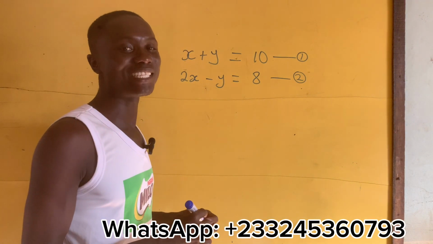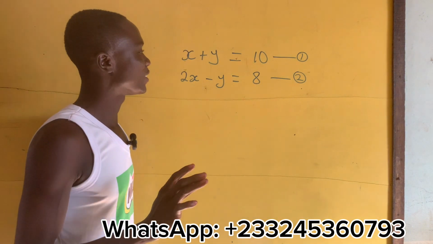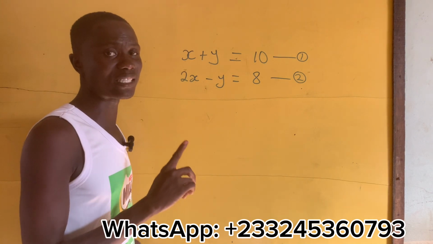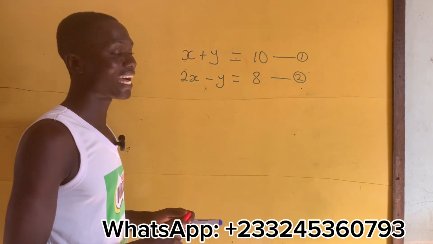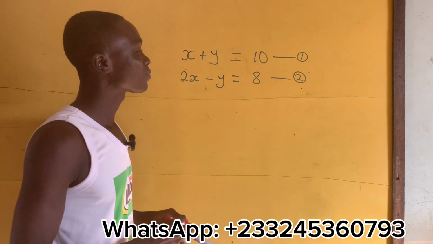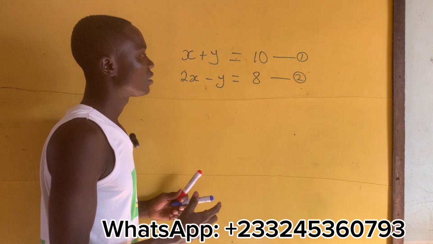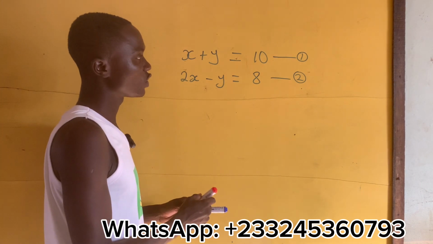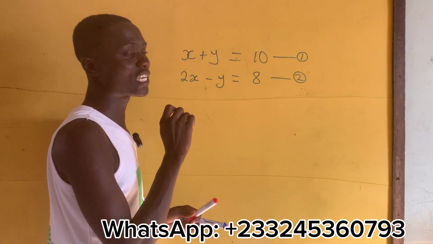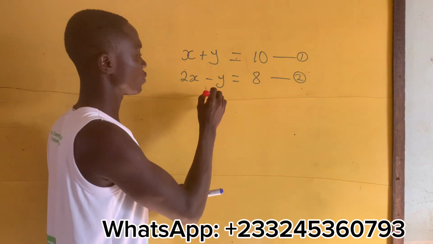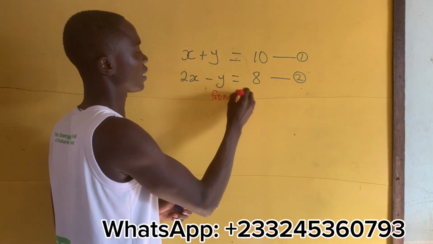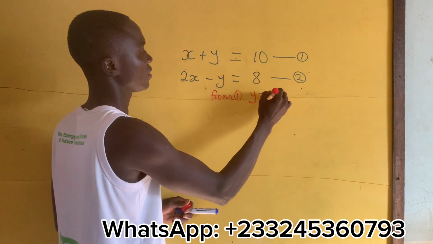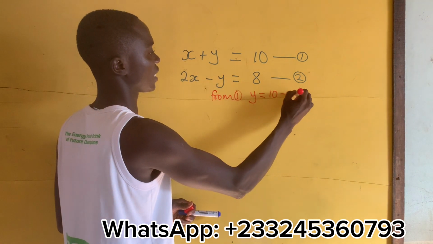Using the substitution method. Now let's see. We have to make one of the variables the subject and put it in the other equation, and we are done. So always look for some simple way to go. Now, from equation 1, let us make y the subject. So from 1, y is simply 10 minus x.